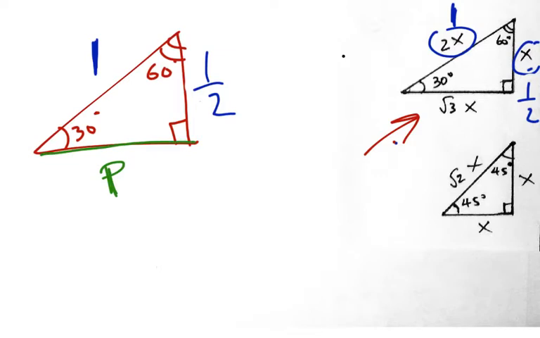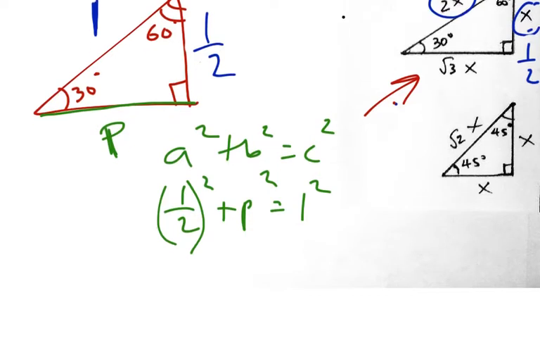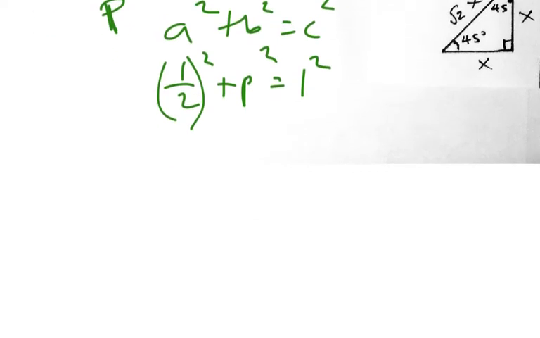For that, I'm going to use the Pythagorean Theorem. Okay, a squared plus b squared equals c squared. And the a could be either the p or the 1/2. So I'm going to replace this by 1/2 squared plus p squared equals 1 squared. From there, the whole idea is to find the value of x. The value of x, I'm sorry, the value of p in this case.